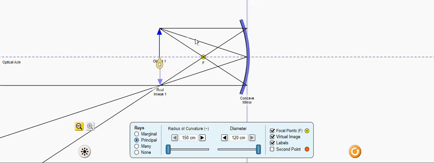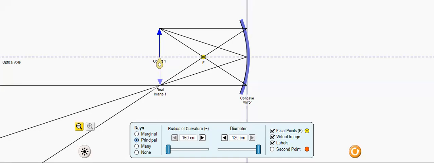Another light ray is the one incident at the pole, and it is reflected back below the principal axis by making the same angle as the incident ray. Okay, so the point of intersection is here. So here we'll get the image.